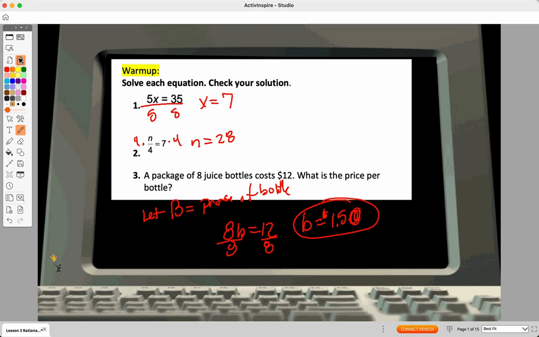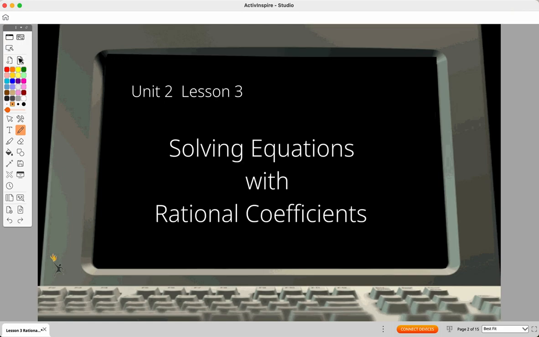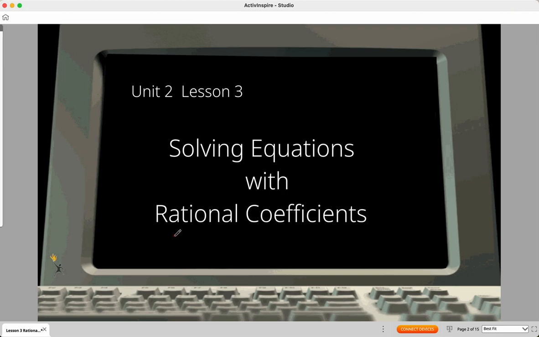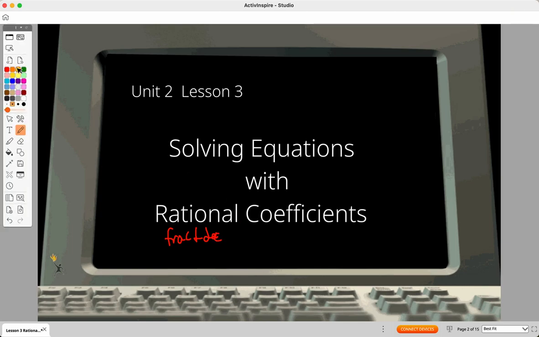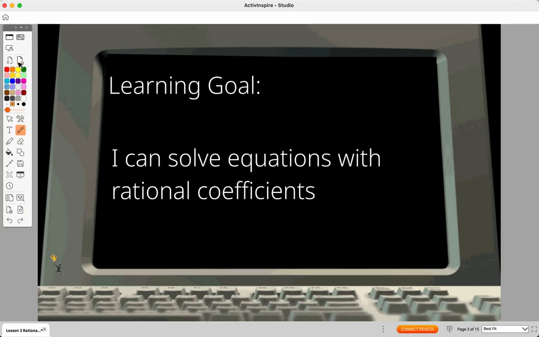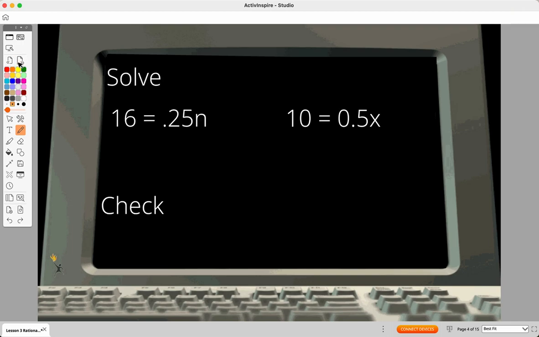All right. Let's dig into solving equations with rational coefficients. So remember, we talked about rational numbers. Rational numbers can pretty much be almost any number, but really when we say rational, we're thinking in terms of fractions and decimals. Okay? So let's dig into how this works. Our goal is that you can solve an equation when you see a fraction times a variable or a decimal times a variable and be able to work it through. So let's take a look and think about how this works.